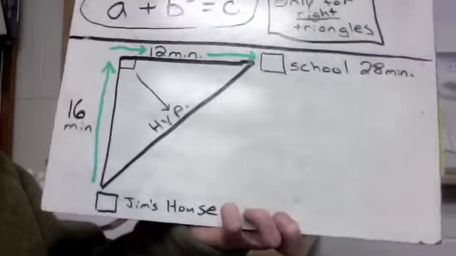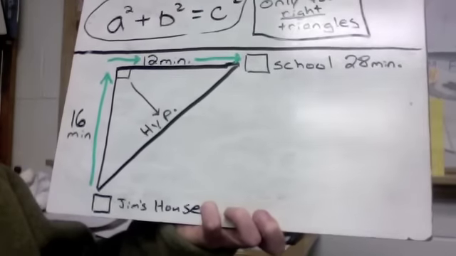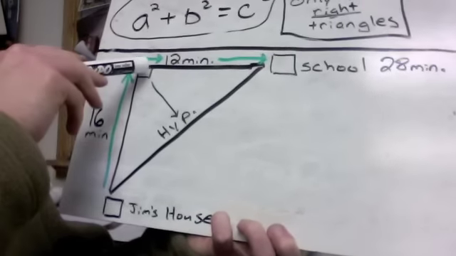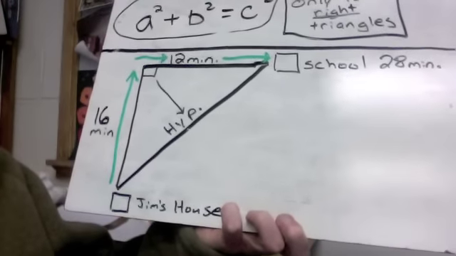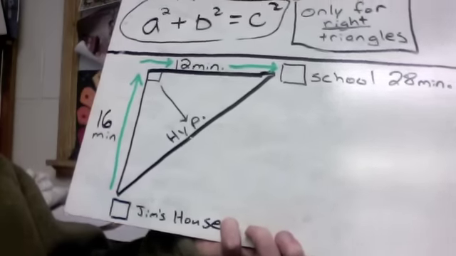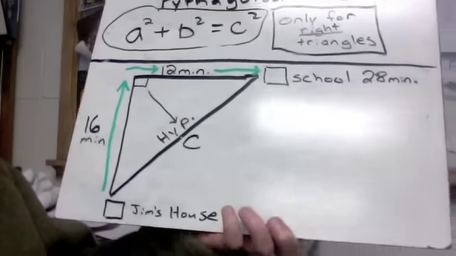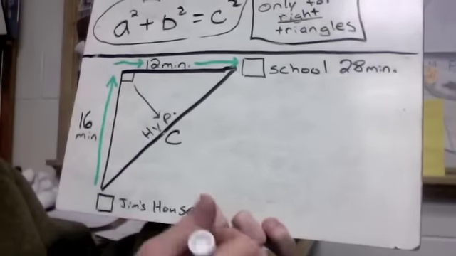If you look at what our map looks like here, we've got a right triangle. His trip looks like a right triangle. Here's the right angle, and the line drawn to the hypotenuse is what we're looking for, to see how much time he saves on his trip. So that's going to be our C. The other two can be A and B. So let's use our Pythagorean theorem to figure this out.